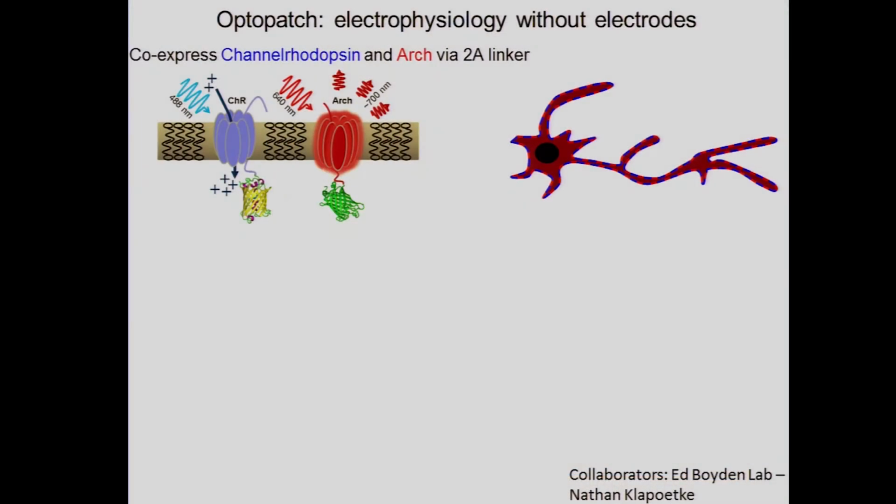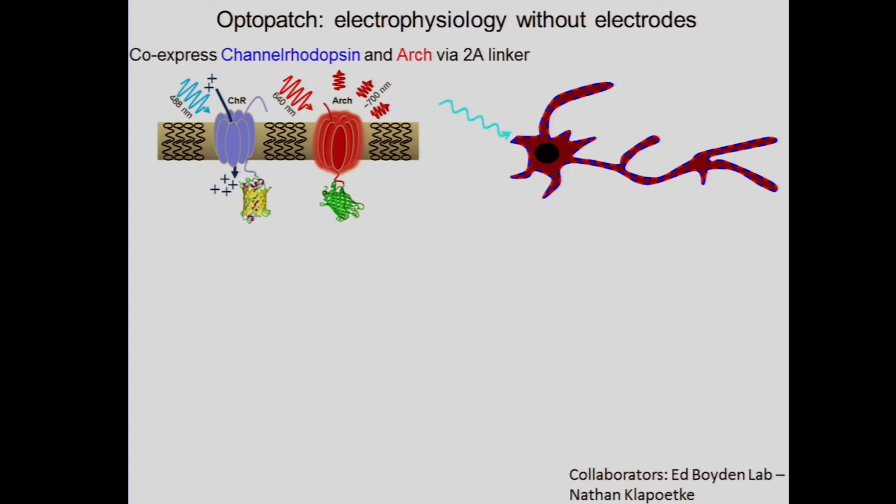So I thought, wouldn't it be nice to combine the channelrhodopsin blue light actuator with the archaerhodopsin-based red light reporter in the same cell? That way we can trigger the cell to fire with blue light, and we can record from it with red light. So we can do all optical electrophysiology. This is a collaboration with Ed Boyden's lab at MIT. So we developed a construct to do this, and the idea is we're going to flash blue light on a cell and then see it respond with a flash of red fluorescence, just like that.